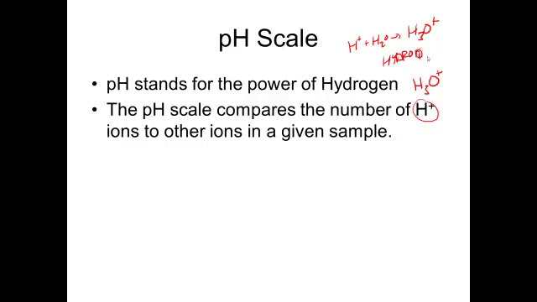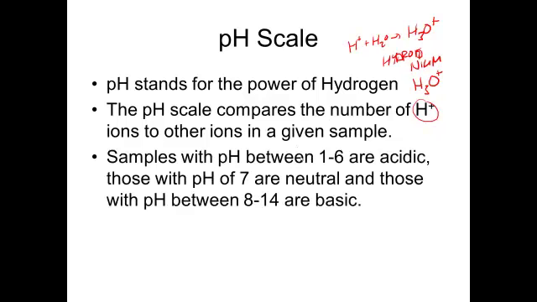Hydronium. I don't know why I did a D there. Hydronium ion. Okay, so the pH scale compares the number of hydronium ions to other ions in a given sample. Samples with pH between 1 and 6 are considered acidic. Those with a pH of 7 are neutral, and those with a pH between 8 and 14 are considered basic. Okay, so low numbers are acidic, high numbers are basic. 7 in the middle is considered neutral.